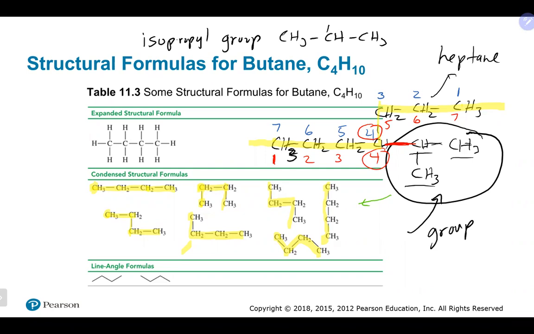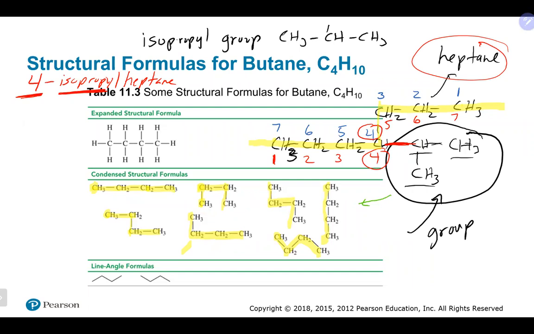So if we were to properly name this, this would be 4-isopropyl, because the 4 is the carbon where the isopropyl group is attached. And then the rest of the name is heptane. So this would be 4-isopropyl heptane, and that would be the proper name for this guy.